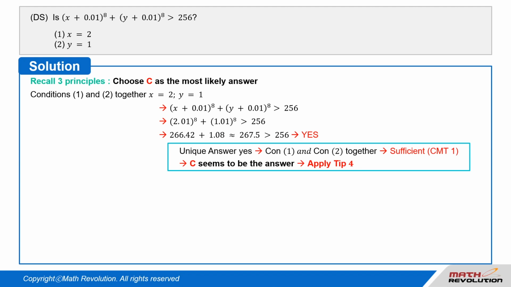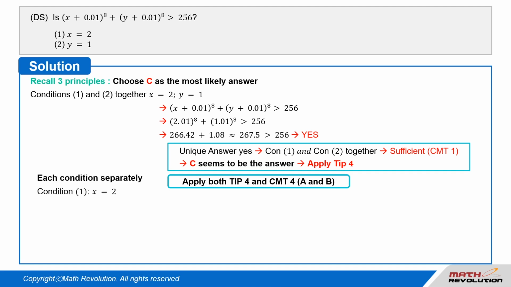So the conditions combined are sufficient by CMT1, which means that the answer should be in terms of a unique yes or no. Thus, C seems to be the answer. However, according to Tip 4, if it is too trivial to arrive at the answer, C would not be the answer. So let's take a look at each condition separately.